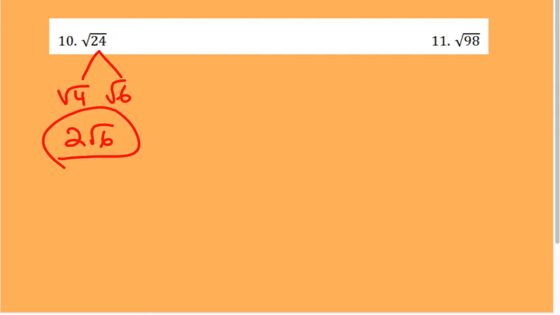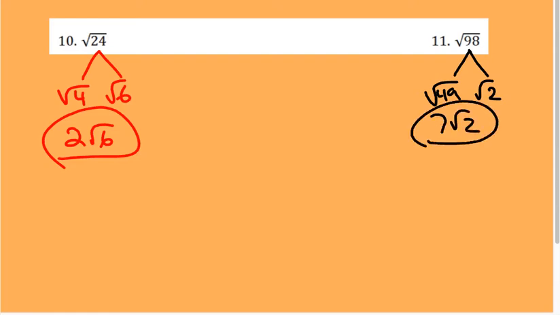98. Everyone thinks, well, does 9 work? No, 9 does not work. But if I divide it by 2, I get 49. So that's kind of a happy coincidence because 49 is a perfect square. So my answer will just be 7 square root of 2.